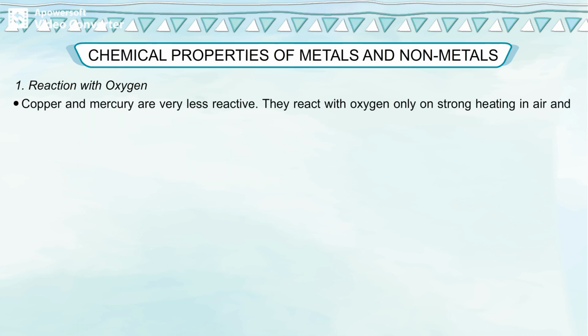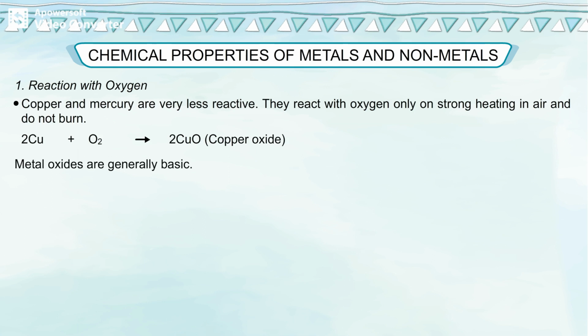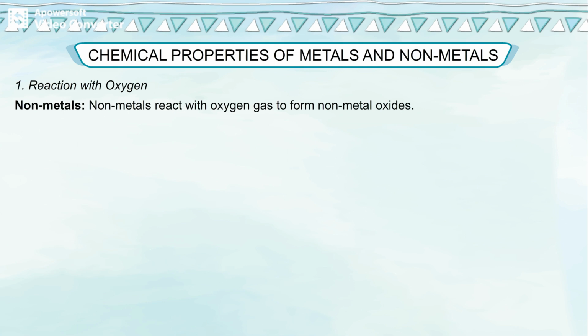Copper and mercury are very less reactive. They react with oxygen only on strong heating in air and do not burn. 2Cu plus O2 gives 2CuO, copper oxide. Metal oxides are generally basic. Non-metals react with oxygen gas to form non-metal oxides. Non-metal plus oxygen gives non-metal oxide.